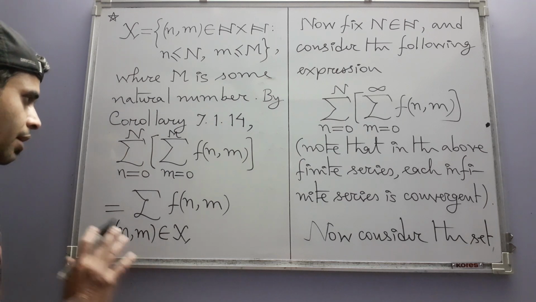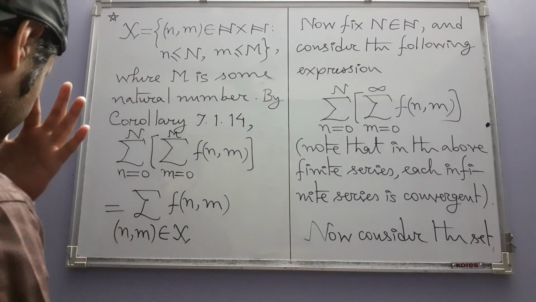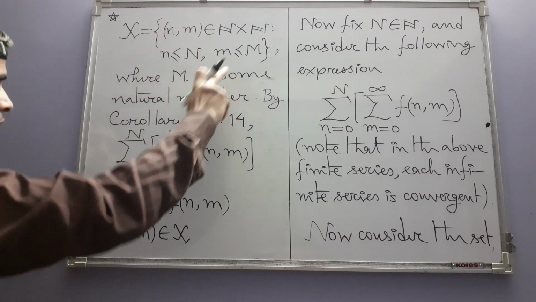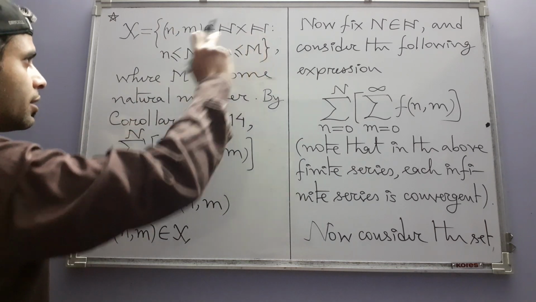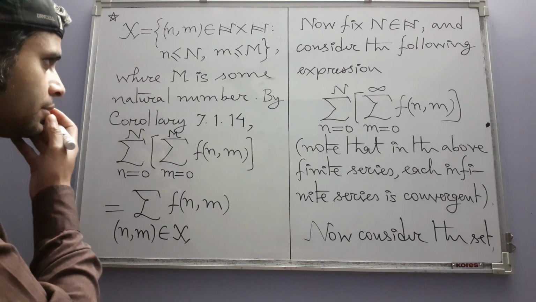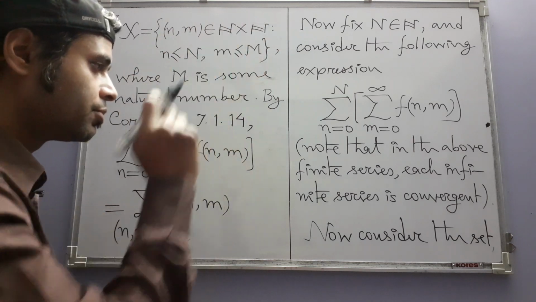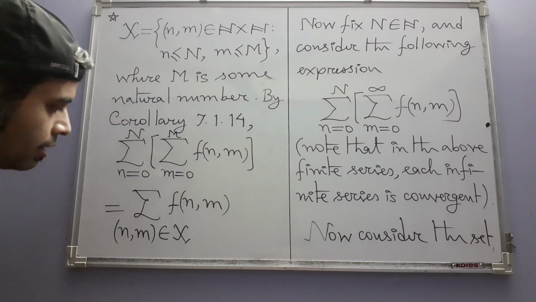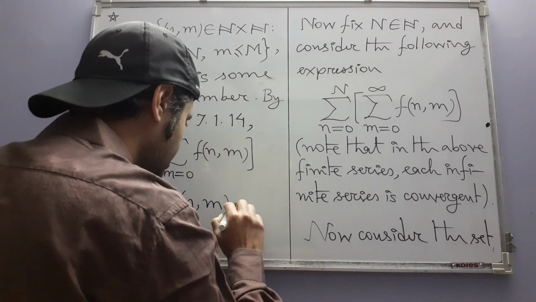Okay, but now again you see that this X is after all a finite subset of N Cartesian product N. So by what we already proved in the previous video, this will be less than or equal to L. I can write that here itself.